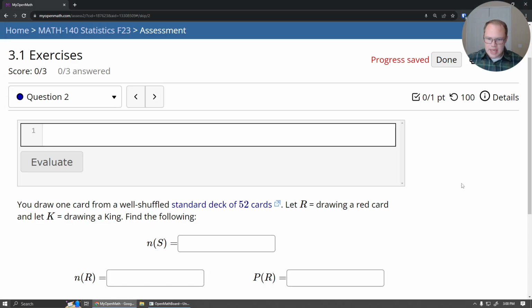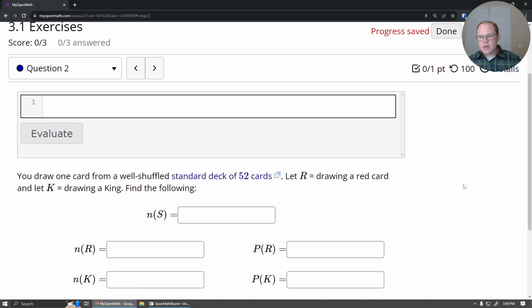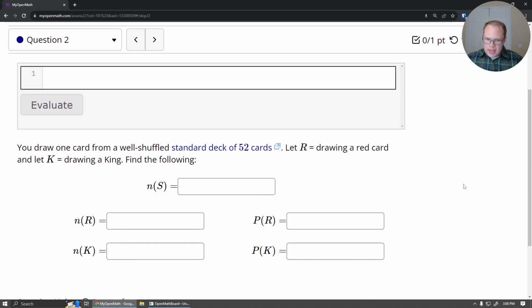Let's go ahead and do a problem together as an example. And we'll do one in MyOpenMath so we get a feel for it. You draw one card from a well-shuffled standard deck of 52 cards. Let R be the event of drawing a red card, and let K be the event of drawing a king. We want to find all of the following, okay? So we have lots of things to find here. Let's do it in order.